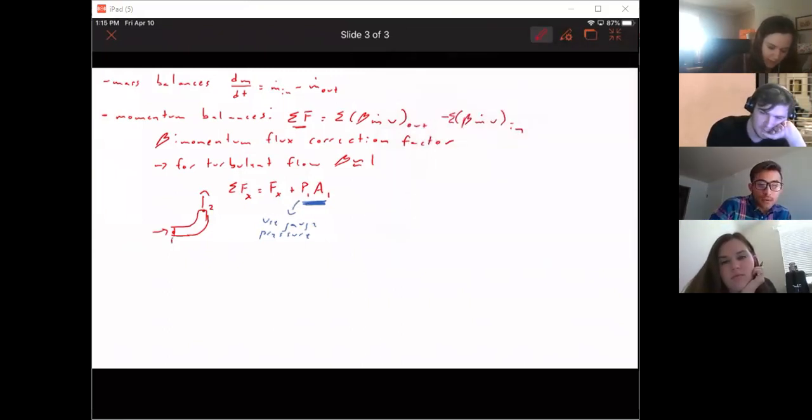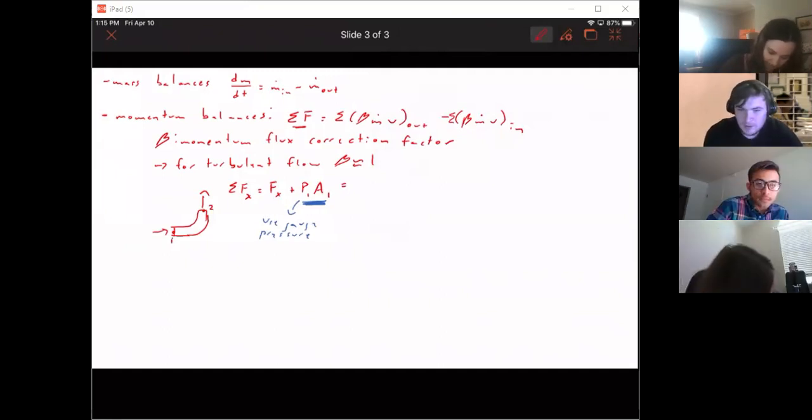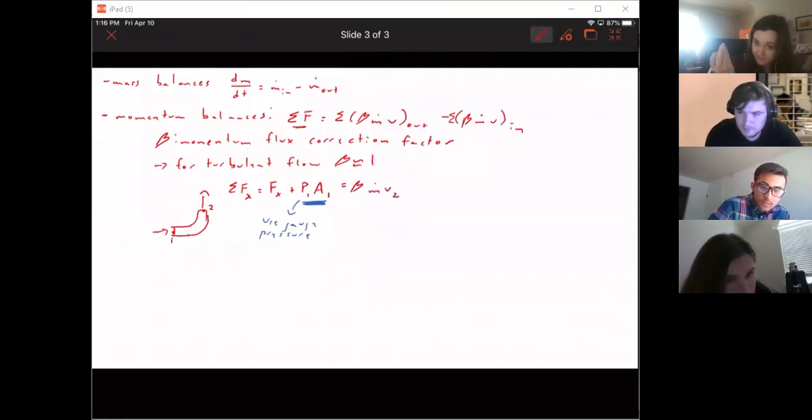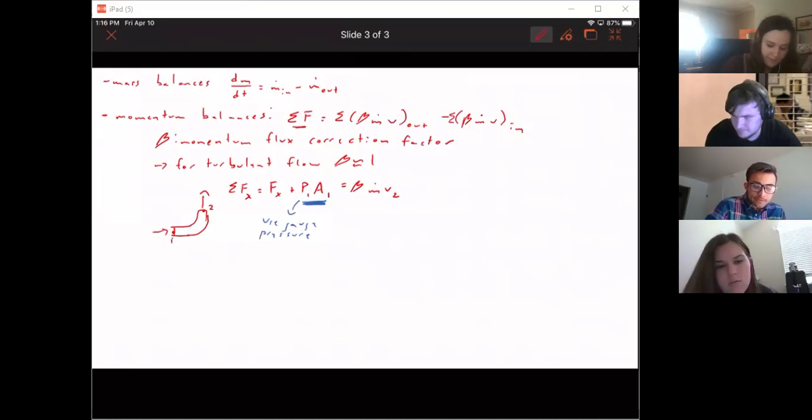Okay, so that's that, and then going out is 2, and beta times m dot times v2 would be what that is, except it's only the x component. So what is the x velocity going out?